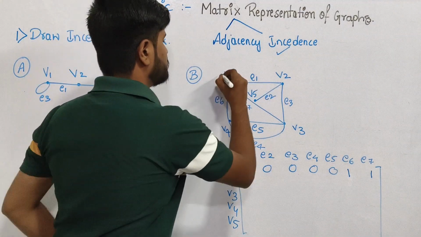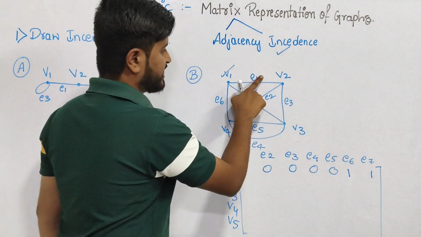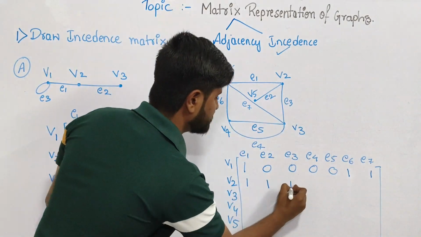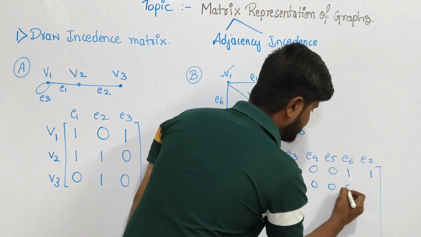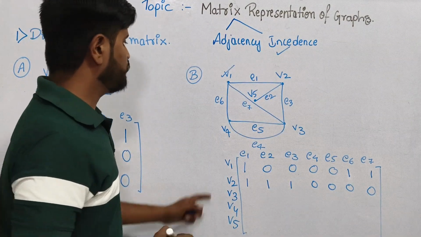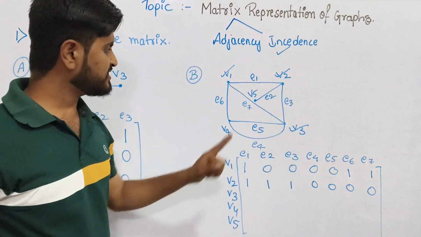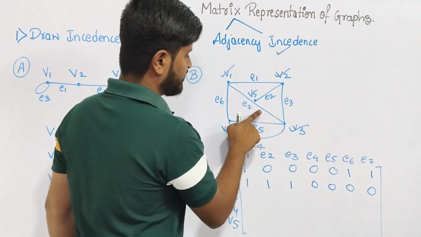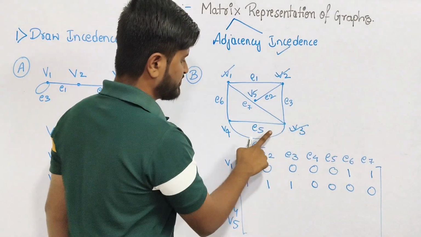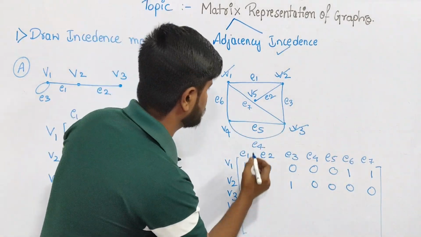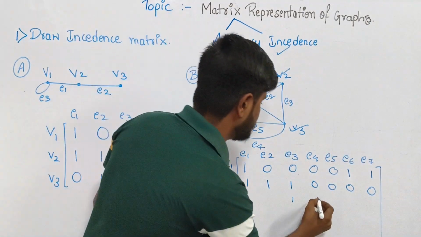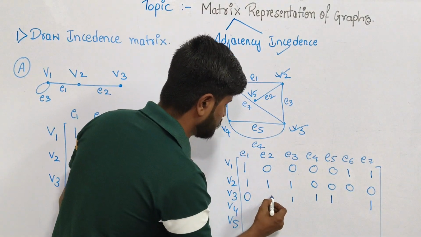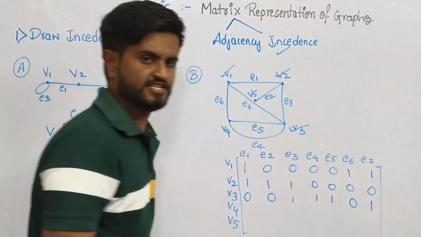Next, V1 is completed. From V2 the direct connections are E1, E2 and E3. E1, E2 and E3 will get 1 and all others will get 0. Next, V3. V3 has direct connection with edge 3, edge 4, edge 5 and edge 7. Edge 1 will get 0, edge 2 will get 0, edge 6 will get 0.